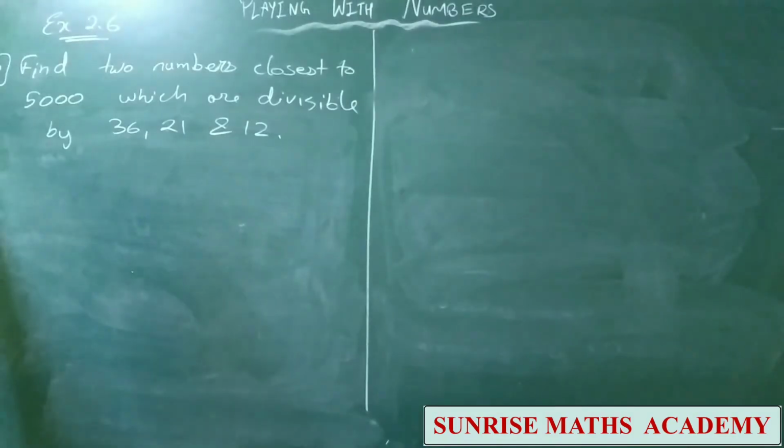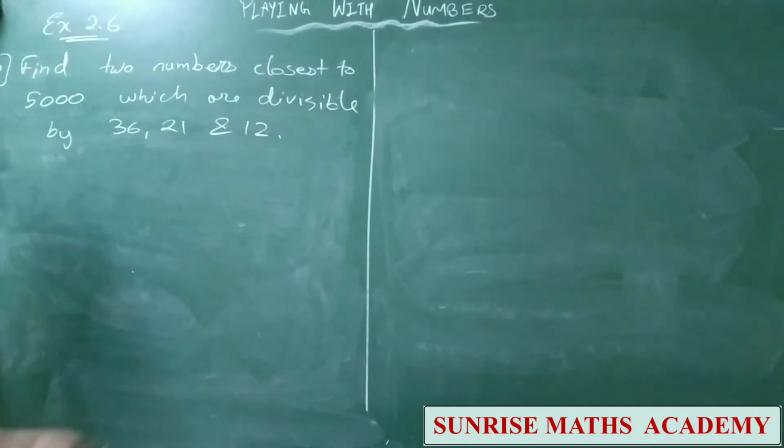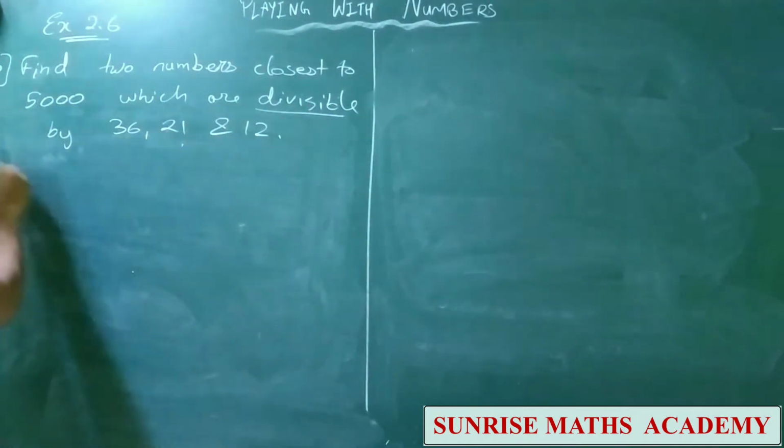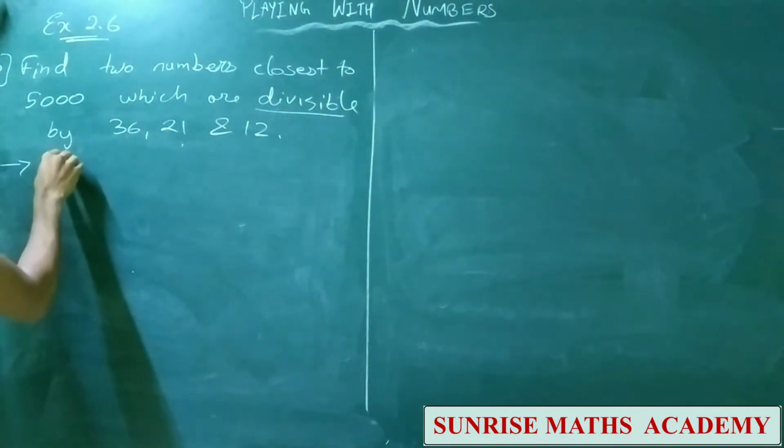Here find two numbers closest to 5000 which are divisible by 36, 21 and 12. So again the number we have to find is divisible by these numbers, so we have to find the LCM. So पहले LCM find कर लेते हैं.